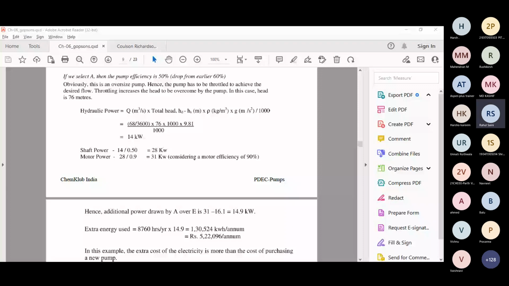One question, sir. Apart from the circulation line, are there other technical alterations or solutions present in the industry that we can use to run the plant near the BEP, the best efficiency point?